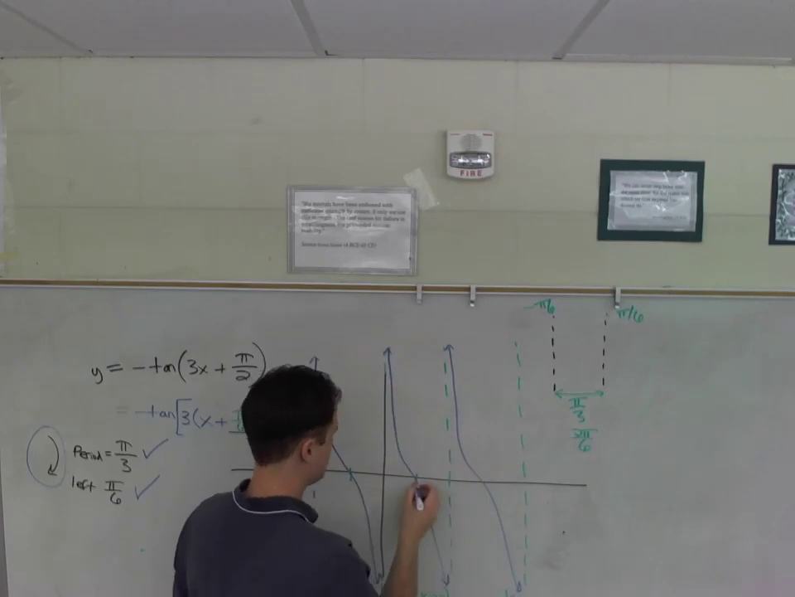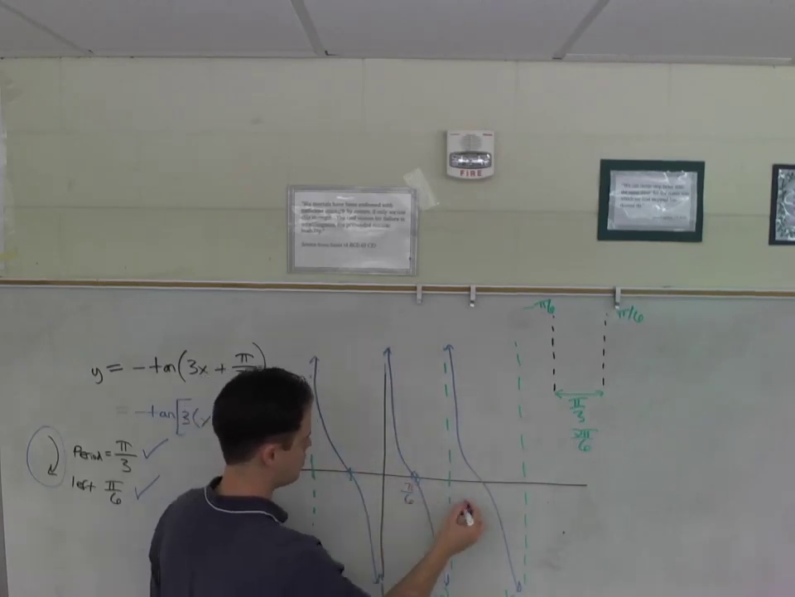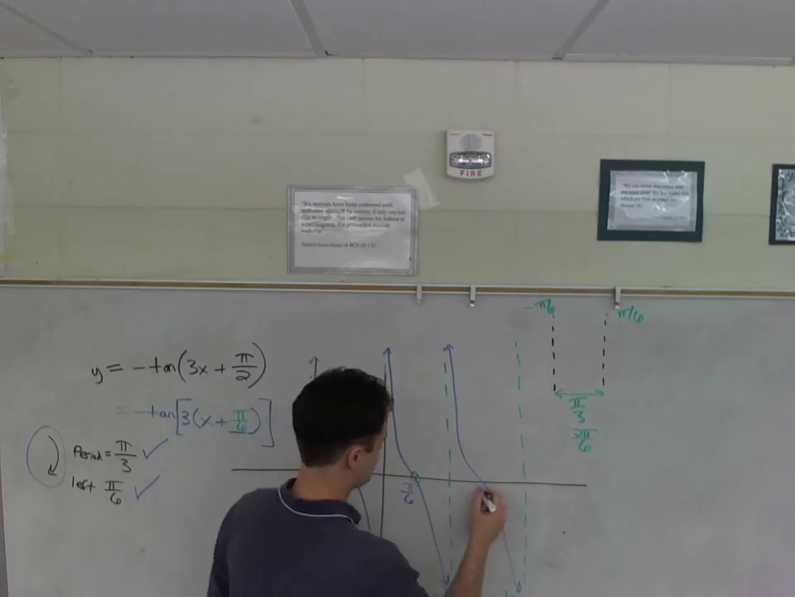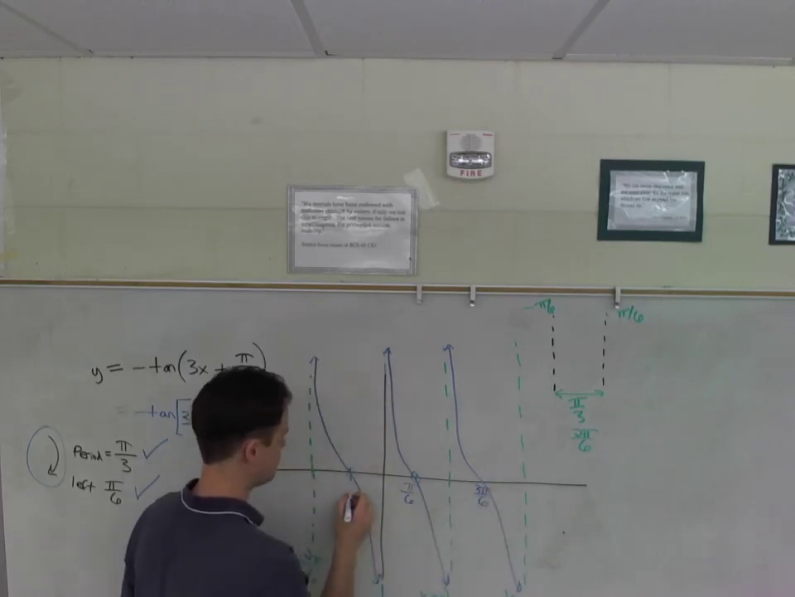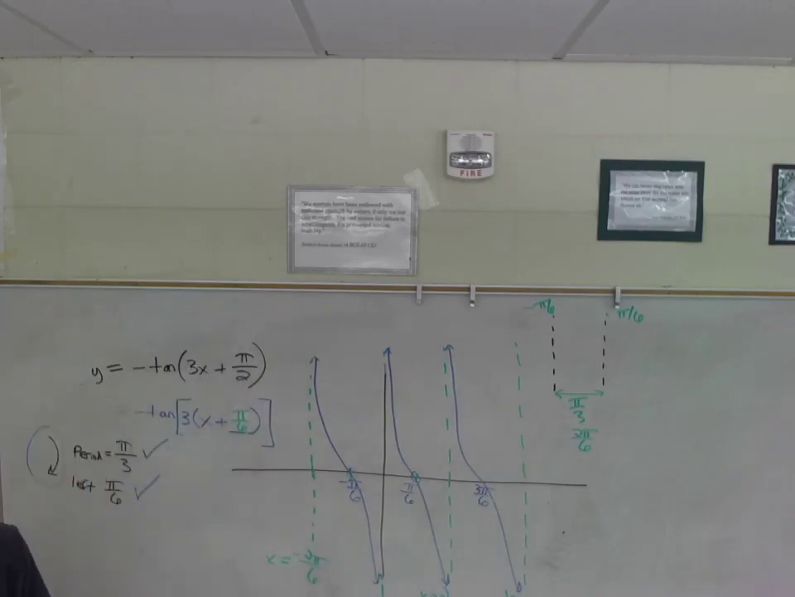And see, we already counted these out, so we know where these are. If that's 2/6, then this is 1/6. 2/6, this must be 3/6 or a half. This must be negative 1/6. So we've got all the intercepts and all that stuff too for ourselves. So it's all about that counting. Got to count like that.